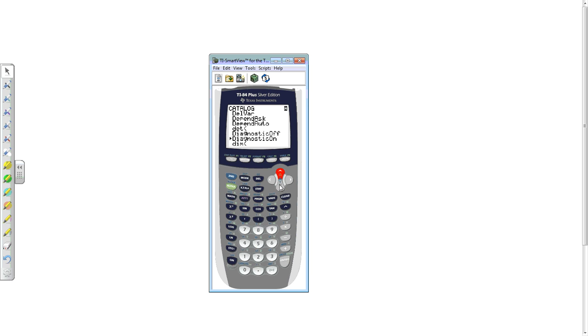So let's go ahead and scroll down. We have diagnostic on. You hit enter, and then you hit enter one more time. And now next time you go to stat, you go to calc, and you go to your linear regression, it should pop up with all 4 of those values for you.